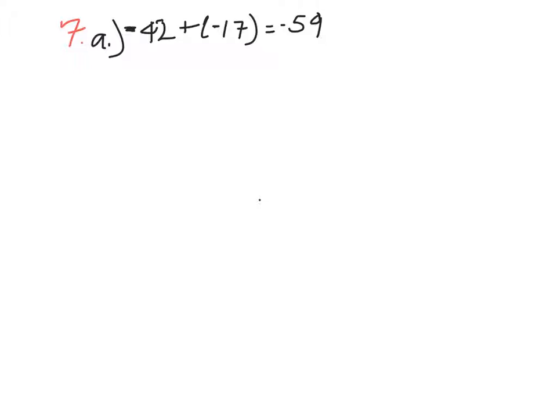B says 8 minus negative 9. What are we doing when we subtract a negative? If you said we're adding, you're right. It is the opposite of the opposite, which means it's a positive. 8 plus 9 is 17.